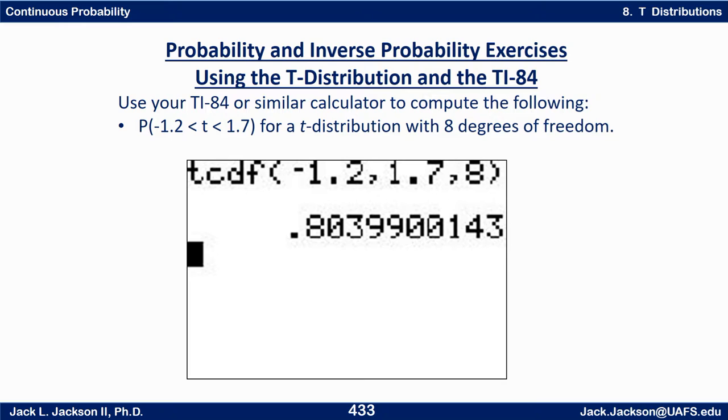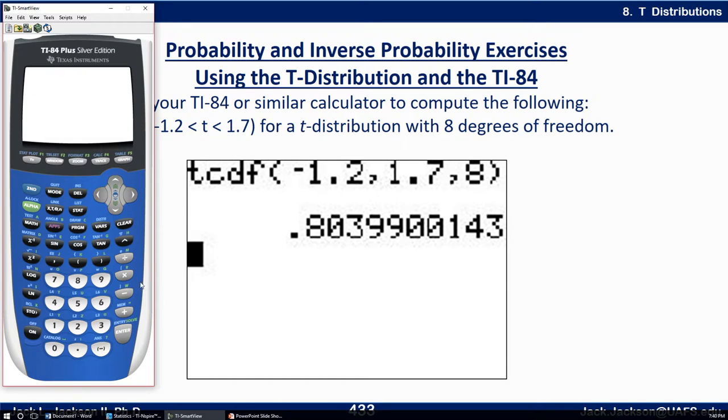This is just tCDF, and the syntax is lower, upper, and then degrees of freedom. If you have the newest operating system, it may come up with a window where you can put that in. Let me show you this one here. I go to second, distribution, number 6, and it comes up with this window. I put negative 1.2 in there, go up to 1.7, and I have 8 degrees of freedom. Then I hit paste and hit enter, and there it is. This is exactly the same screen I have here. It's pretty easy.